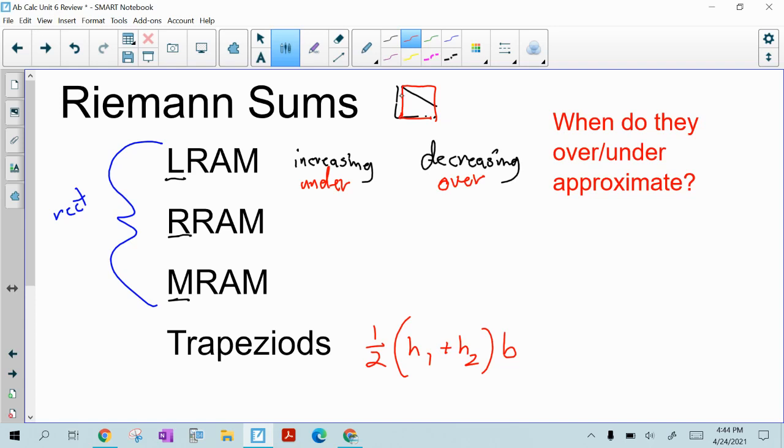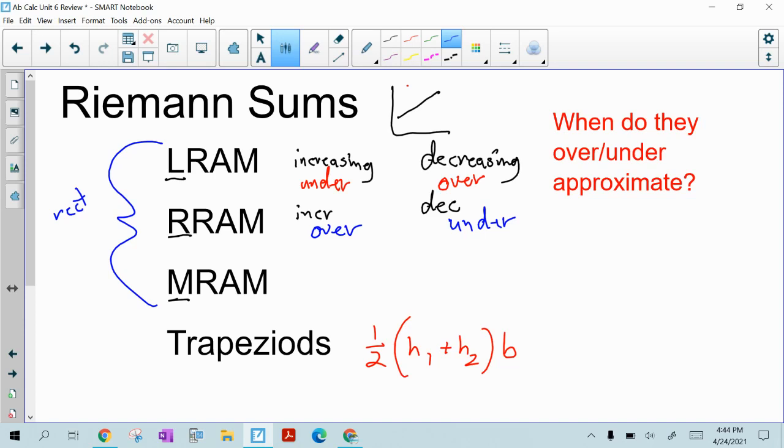This time we're going to go with RRAM, same sort of thing. When in doubt, just do a quick sketch. It takes a couple seconds. The RRAM, when it is increasing, is going to overestimate, and when it is decreasing, once again, this one is going to underestimate. Now, in terms of MRAM, it pretty much varies. This tends to be one that you have to judge by eye.